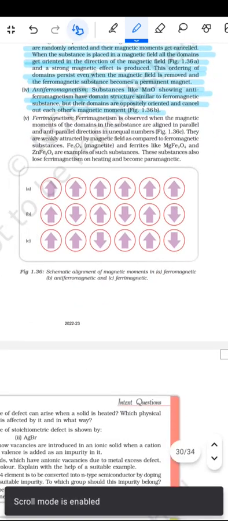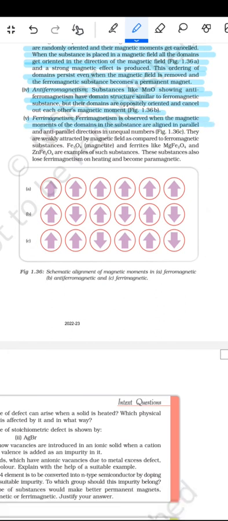फिर आता है फेरीमैग्नेटिज़्म. तो कहता है कि ferrimagnetism is observed when the magnetic moments of the domains in the substance are aligned in the parallel and anti-parallel direction in unequal numbers. They are weakly attracted by the magnetic field as compared to the ferromagnetic substances. Fe3O4 magnetite and ferrites like MgFe2O4 and ZnFe2O4 are examples of such substances. These substances also lose ferrimagnetism on heating and become paramagnetic.